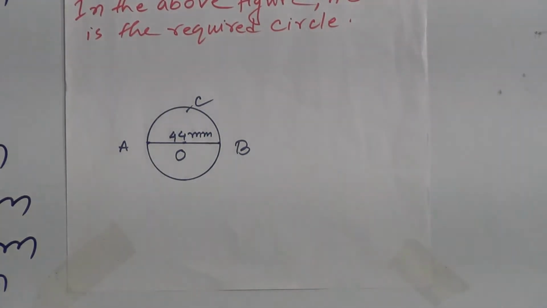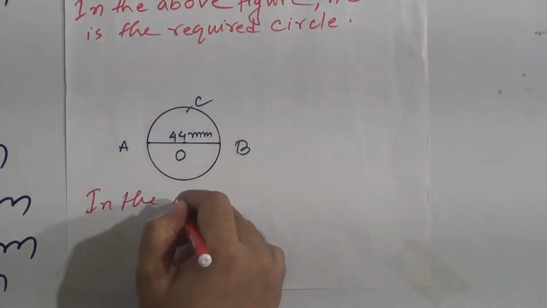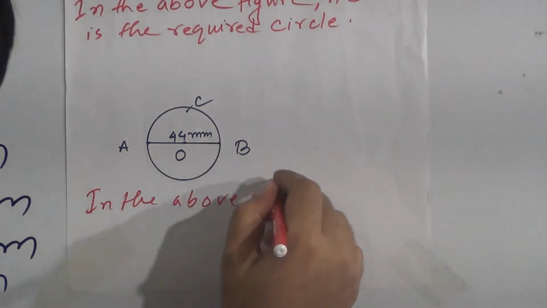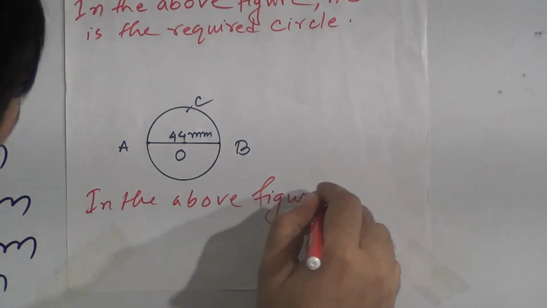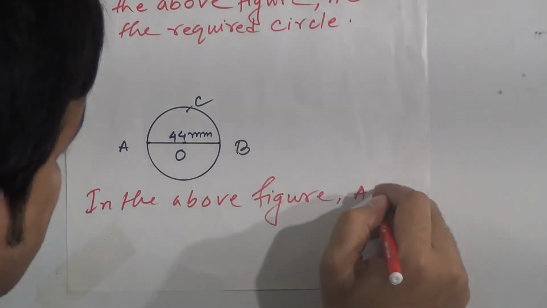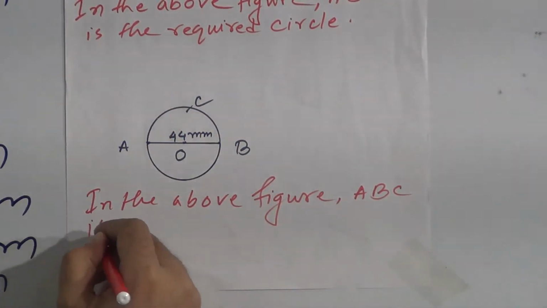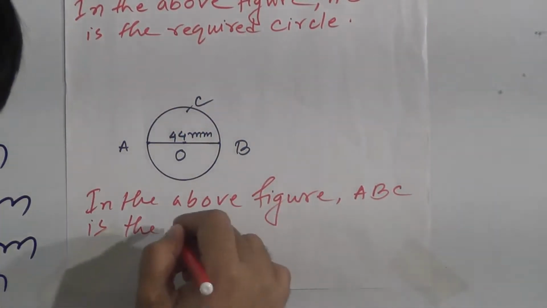Okay, dear students, now we can write in the above figure, ABC is the required circle.